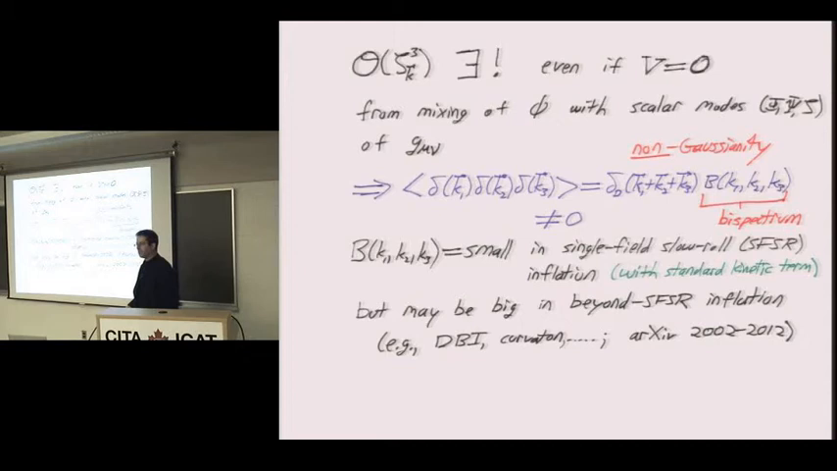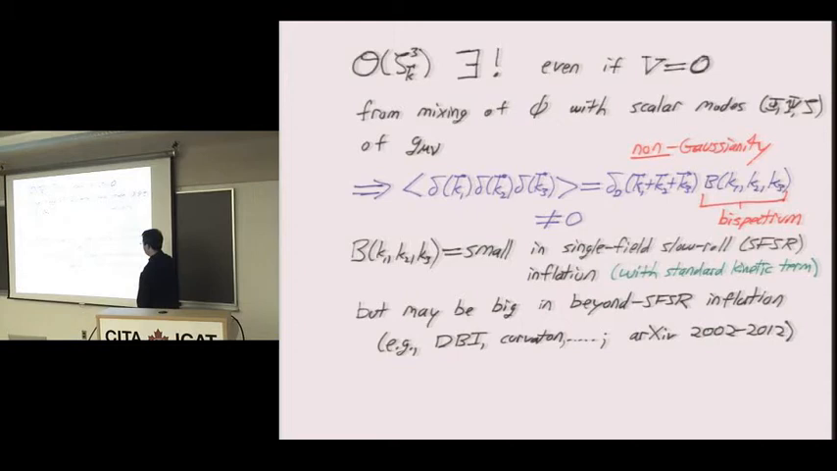So you can calculate this bispectrum in single field slow roll inflation, with the standard kinetic term, which is the simplest canonical lowest order inflation model. And realistically, this bispectrum amplitude is small in single field slow roll inflation. But it may be big in models for inflation beyond single field slow roll. Okay, so if you browse the literature over the past decade, astro-ph, and sometimes hep-ph or hep-th, on any random day you will see some paper with some inflationary model discussing non-Gaussianity, DBI models, curvaton models, etc.